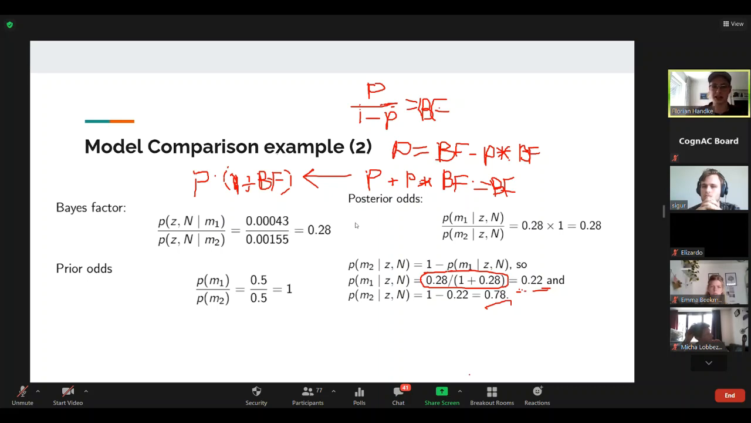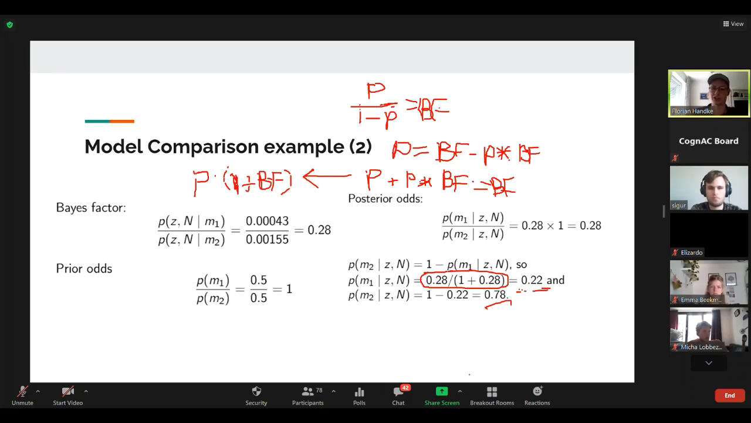Okay, so is this clear now, or should I explain some more? I don't know what to explain more, but I can repeat everything I said. Can I maybe ask a question?